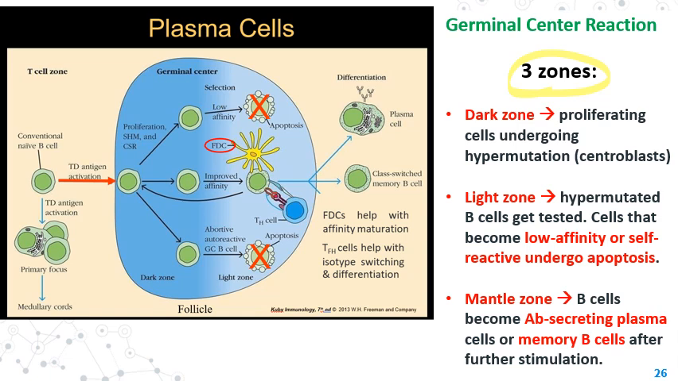And you should know from these things, what are good test questions out of this? Like, in which zone do you have affinity improvement or hypermutation of your B cell receptor? And you say, oh, that happens in the light zone. Where do you have formation of memory cells? Oh, that's around the outside. That's the mantle zone, something like that.